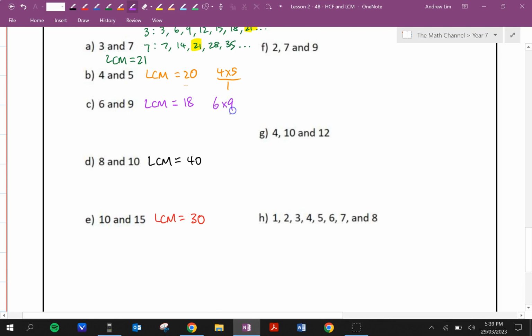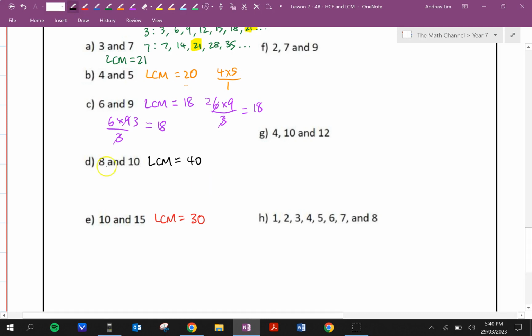Question C. 6 times 9 divided by the highest common factor. What are they both divisible by? They're both divisible by 3. So we're going to divide it by 3. And so here we can cancel, right? We can see 6 divided by 3 is 2. Cancel. 2 times 9 is 18. Or, if you wanted to, you could cancel the other way. 9 divided by 3 is 3. And 6 times 3 is 18. Either way, the lowest common multiple is 18. Okay, so that means I can divide 18 by 6, and I can divide 18 by 9.